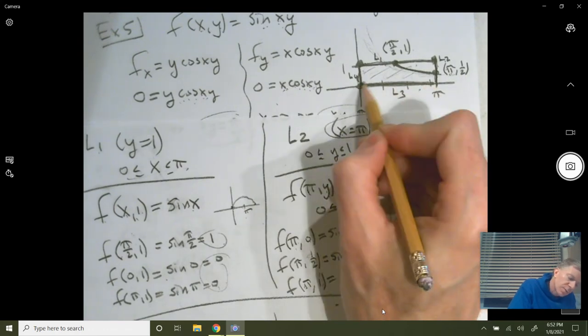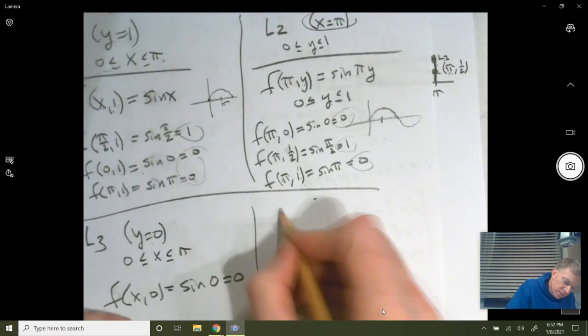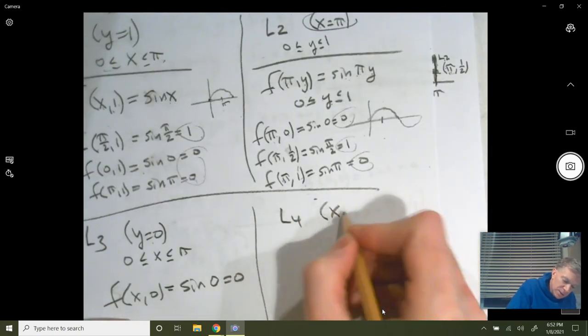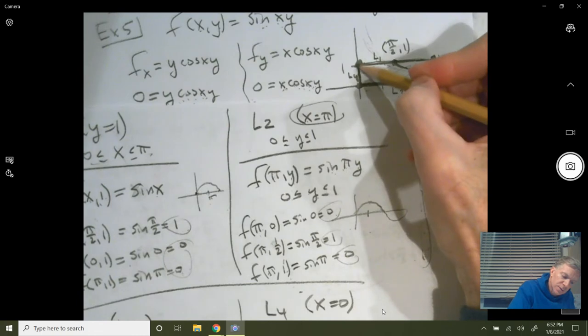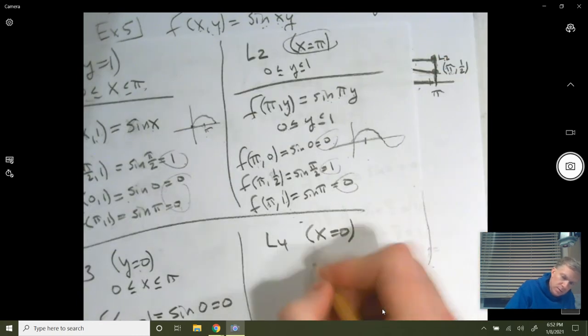Okay, our fourth boundary, L4, we know that x is always 0, right? Along here, x is always 0 and y goes from 0 to 1.